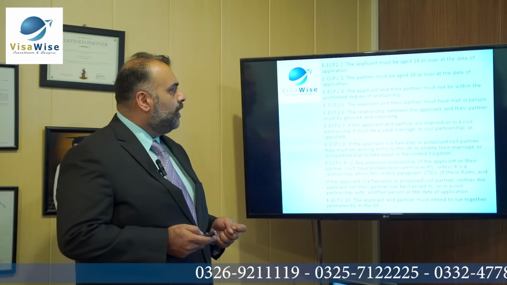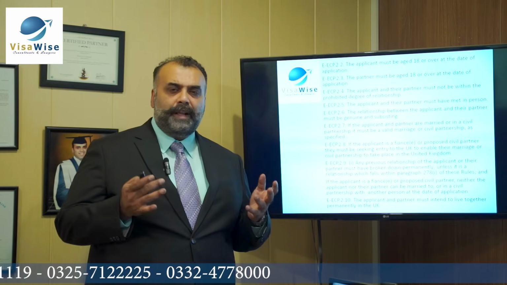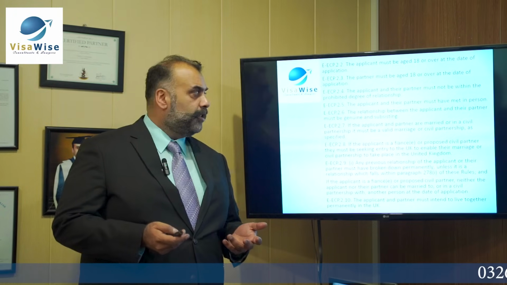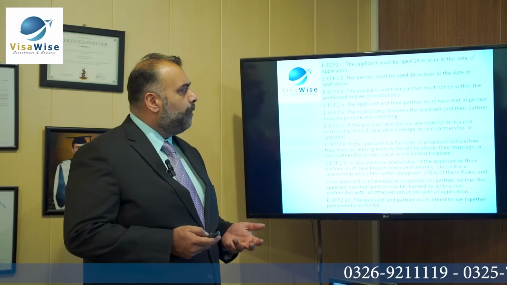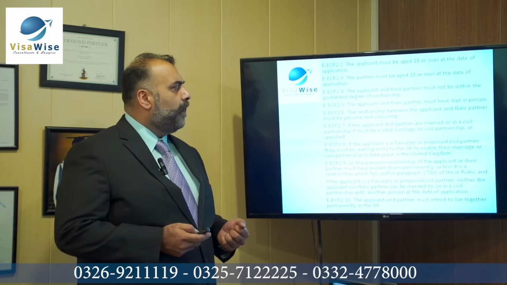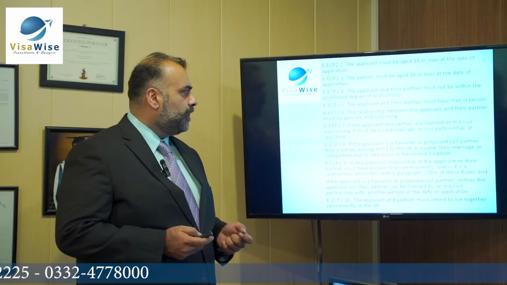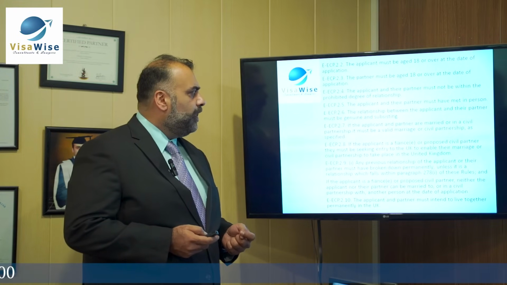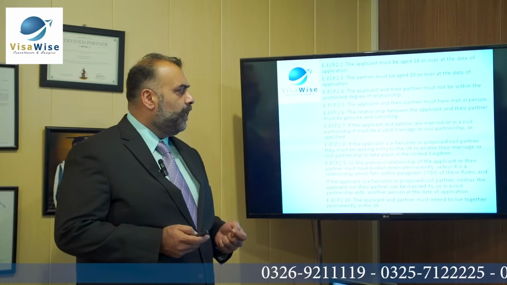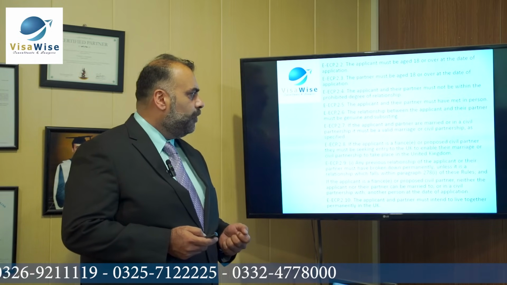Then it says that the applicant and their partner must have met in person, that they must have met in person before they decided to submit an application. The relationship between the applicant and their partner must be genuine and subsisting. If the applicant and partner are married or in a civil partnership, it must be a valid marriage or civil partnership as specified. If the applicant is a fiancé or proposed civil partner, they must be seeking entry to the UK to enable their marriage or civil partnership to take place in the UK.